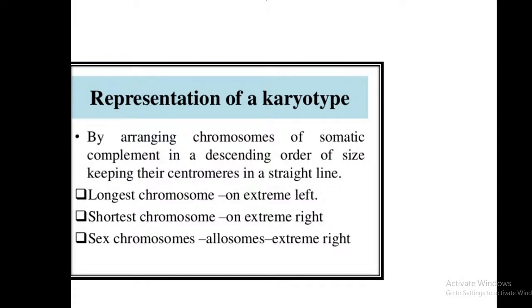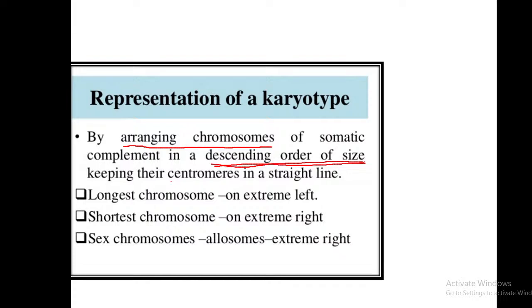So how is karyotyping done? There are some rules which are followed while making a karyotype. While making a karyotype, you have to arrange the chromosomes in the decreasing order of size, with the centromeres in a straight line. The main thing is decreasing order of size. The chromosomes are arranged in the decreasing order of size.